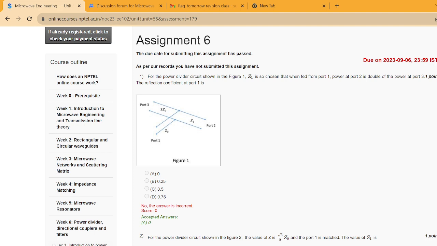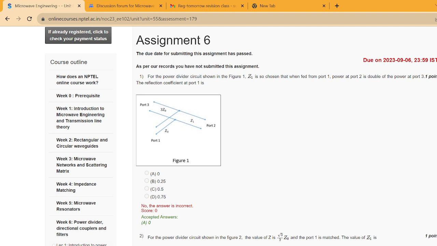So port 1 is Z0, port 3 is 3Z0, and port 2 is Z1. Okay. So the question is, in this power divider circuit, Z1 is chosen such that when power is fed from port 1, power at port 2 is double that of the power at port 3. So I can write power at port 2 is equal to 2 times power at port 3. Now the question is to calculate the reflection coefficient at port 1.